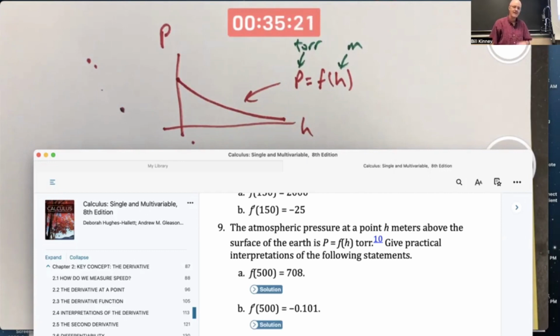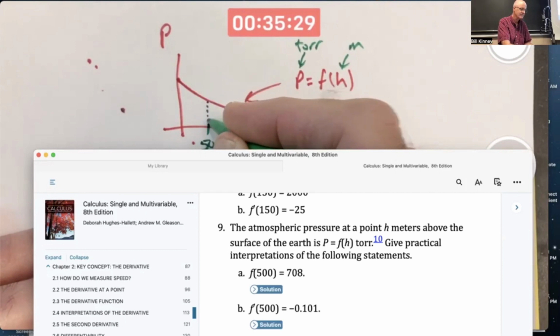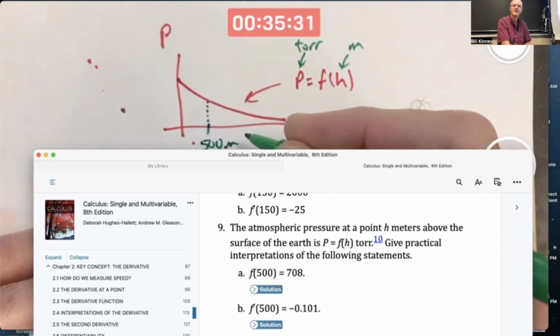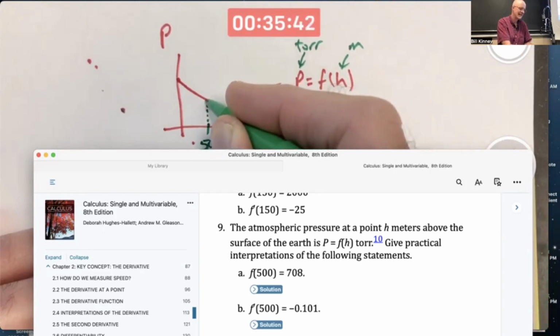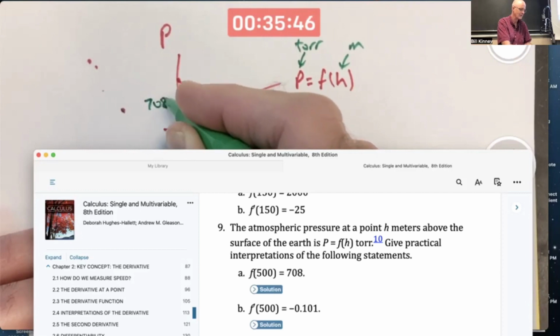F of 500 is 708. When the height is 500 meters above sea level, you know, that's somewhere between 1,500 and 2,000 feet. In Minnesota, we would call that a mountain. In Colorado, they'd call it a little hill. The pressure is 708 torr.